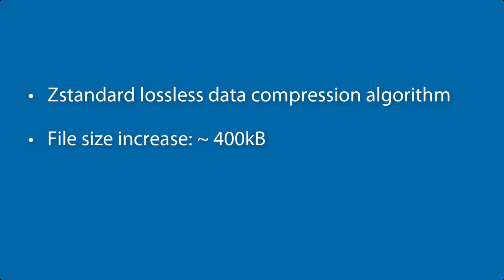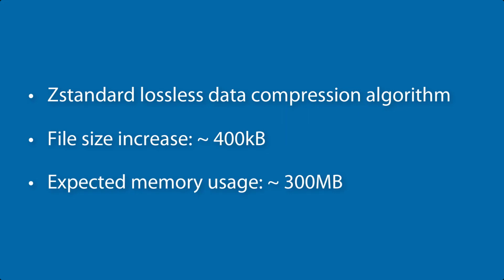While the memory usage is something we can control, generally the more memory we use, the more efficiently we can encode things. And because memory is so cheap, we have decided to reserve around 300 megabytes to try and improve our encoding.